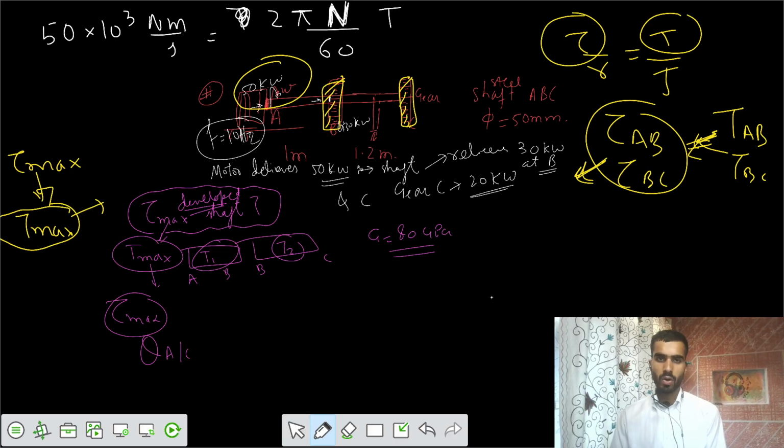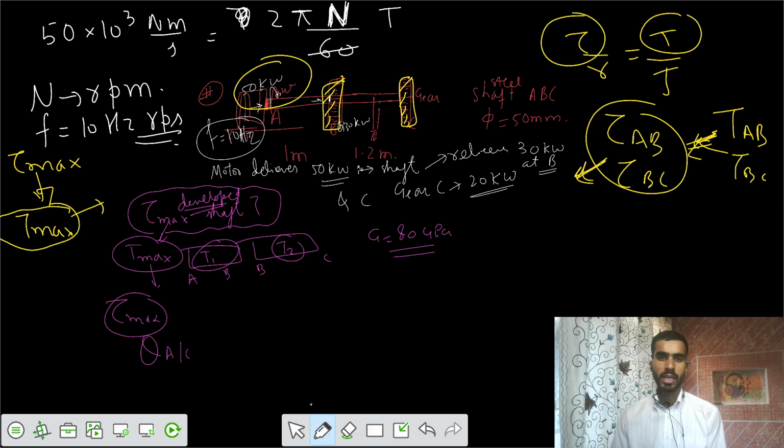It was given that n equals 10 hertz, but n should be in RPM. But it's already provided that the frequency equals 10 hertz. That means revolutions per second, RPS. So you don't need this 60. So you can write the equation in terms of 2 pi f by 60.